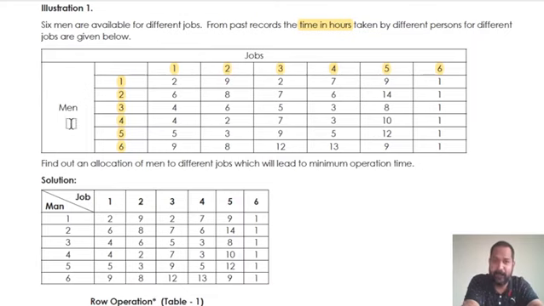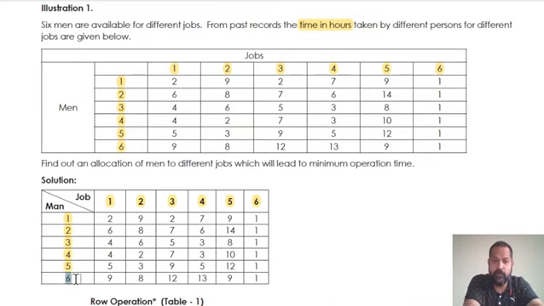This is men and this is jobs. You are not going to write men and jobs everywhere. So what do you do? At the beginning of the question, mention that let M1, M2, M3, M4, M5, M6 represent the 6 men, and J1, J2, J3, J4, J5, J6 represent the 6 jobs. And then instead of writing these numbers everywhere, I would suggest write M1, M2, M3, M4, M5, M6 and J1, J2, J3, J4, J5, J6.